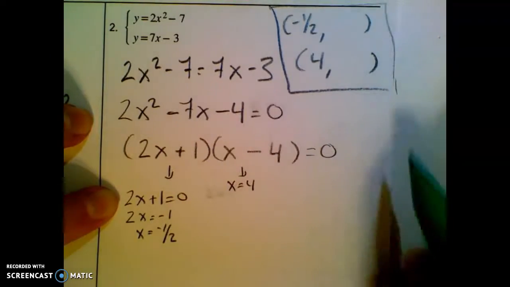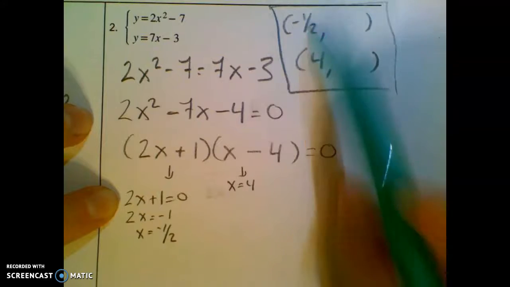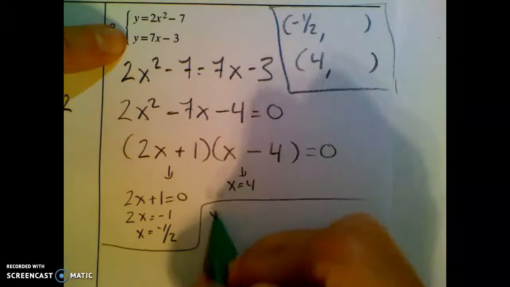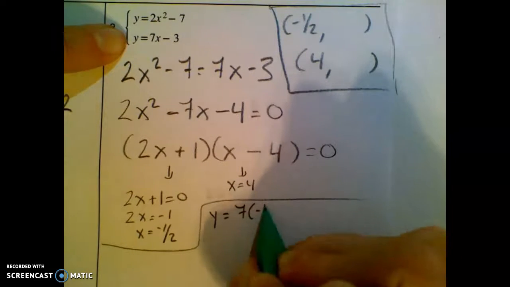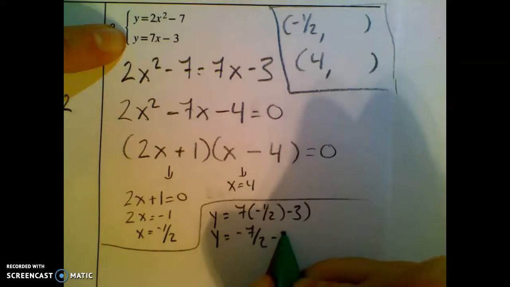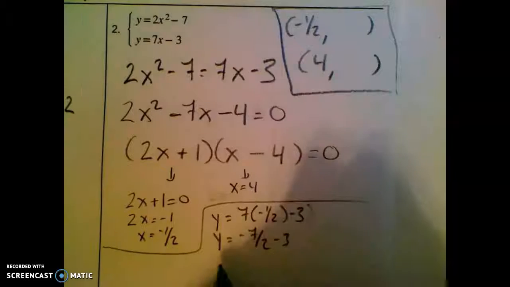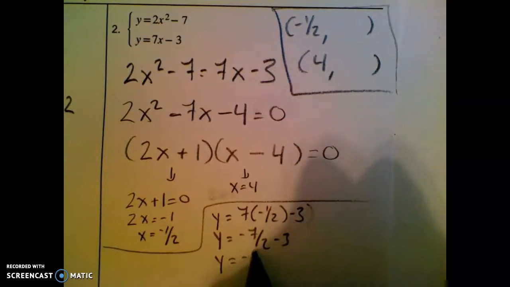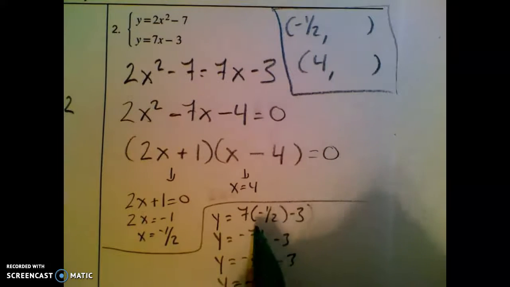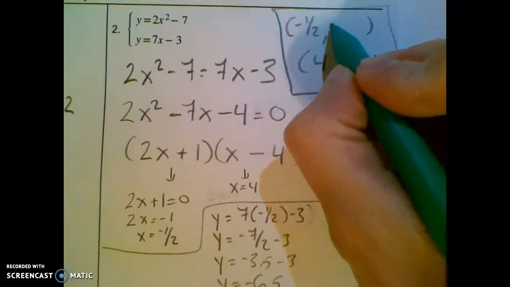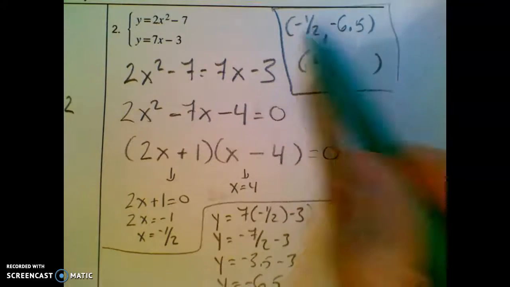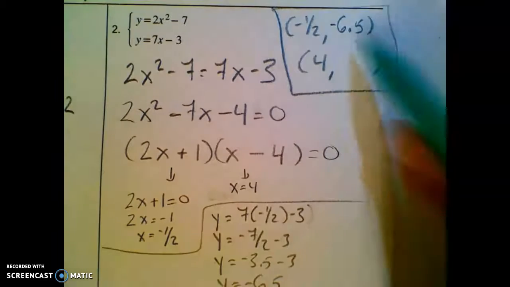So I need to plug in both of these and see what the answer is. So I'm just going to do that right here. Plugging negative 1/2 into this equation, y equals 7 times negative 1/2 minus 3. y equals negative 7/2 minus 3. Don't know why I put a parentheses there. So y equals negative 3.5 minus 3. So y equals negative 6.5. So when x is negative 1/2, y equals negative 6.5. Okay, that's annoying that I just did decimals and fractions, but whatever. Negative 0.5 and negative 6.5, or negative 13/2, whatever.